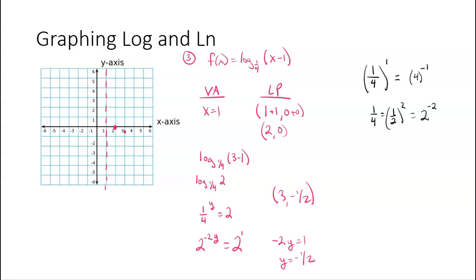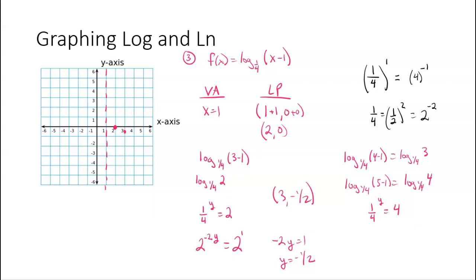Okay, can I plug in a different number? So let's see what else. So could I plug in, say, 4? So 4 minus 1, that's going to give me 3. There's no way to make a 4 become a base of 3, so I'm going to skip that one. So let's try 5. So 5 minus 1, that is going to give me a 4, and that's going to work. So 1/4 to the power of something is going to give me 4.